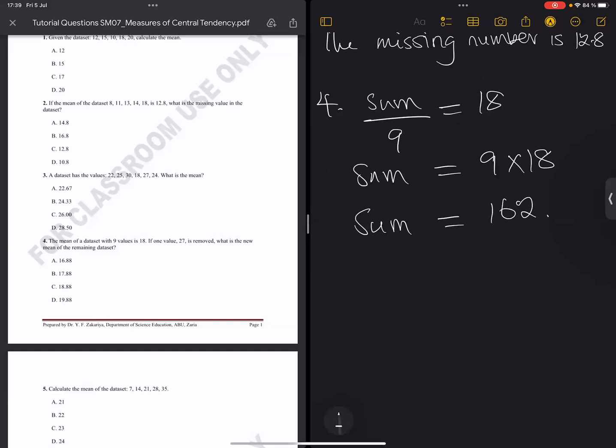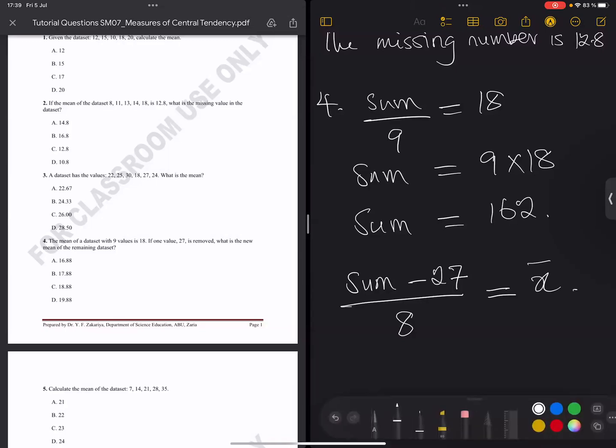The second sentence now says, if 27 is removed, what is the new mean? If 27 is removed, that is this sum, we have 162 minus 27, divided by the number here, 8, equals the mean I'm looking for. Let me write it in words.